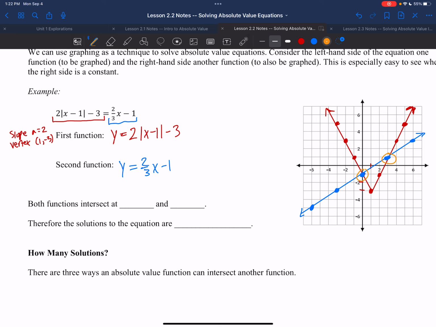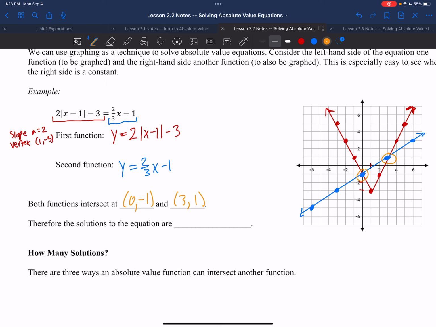Let's see, that first point is (0, -1). And the second point is (3, 1), right? So the y values of these intercepts are just where they're equal, vertically where they're equal. But x is the solution. That's what makes them equal, yeah?